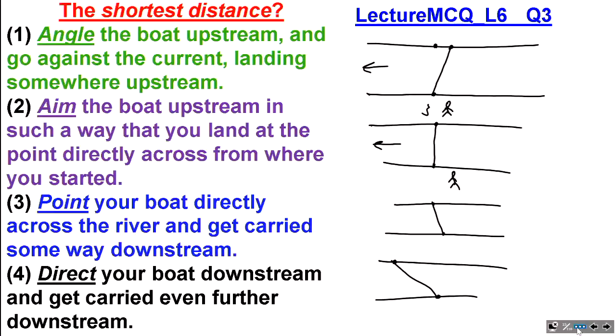Number 1, 2, 3, or 4? Number 2. It's not a tricky question. You can just see it because your brain can estimate the length and compare. So all other options are longer, longer, even longer. So this case represents the shortest distance.